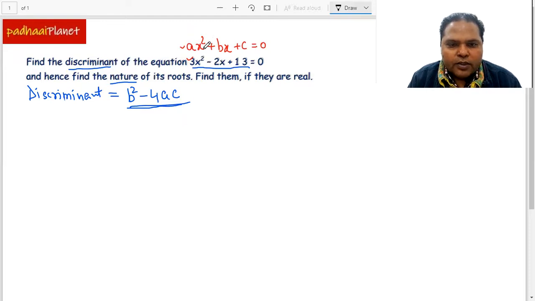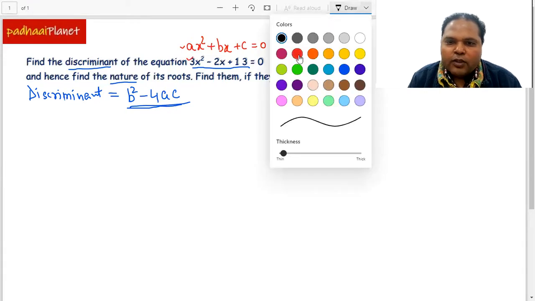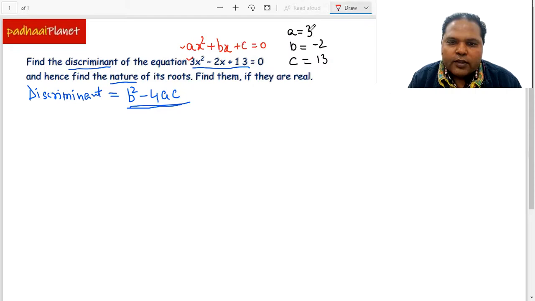the value of a, which is the coefficient of x square, is equal to 3. Similarly, the value of b is -2 and the value of c is 13, right? Now that we have got the value of all of these three things, we need to simply put them into this formula, and we will get the value of the discriminant.